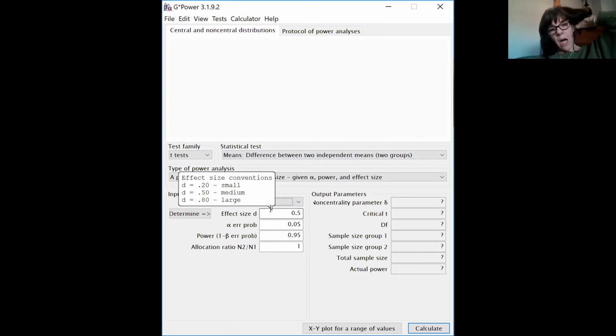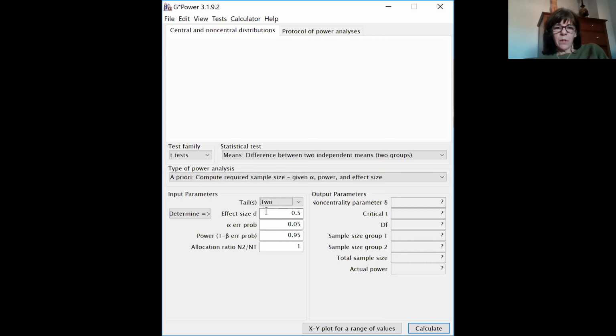A cute little pop-up comes with conventions from Cohen. I believe that's 1988. My opinion of these conventions, pretty much like everybody's, is that the conventions or rules of thumb for the magnitude of effect size are poor, but we use them all the time. Cohen's D is standard deviations of difference. So a medium effect size is a half a standard deviation difference in means between the 2 groups. Your alpha is more or less set.